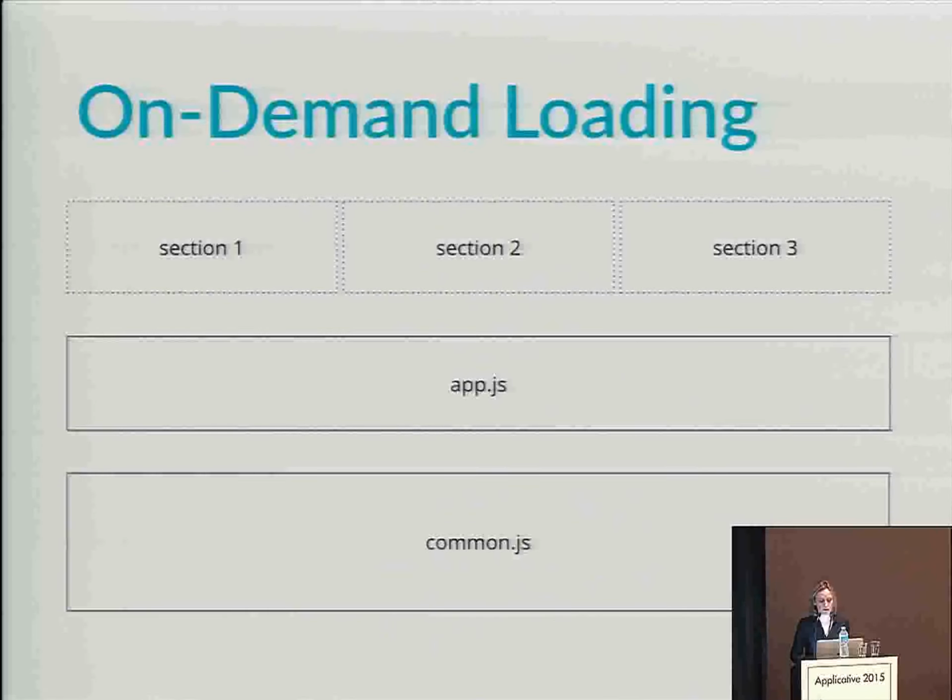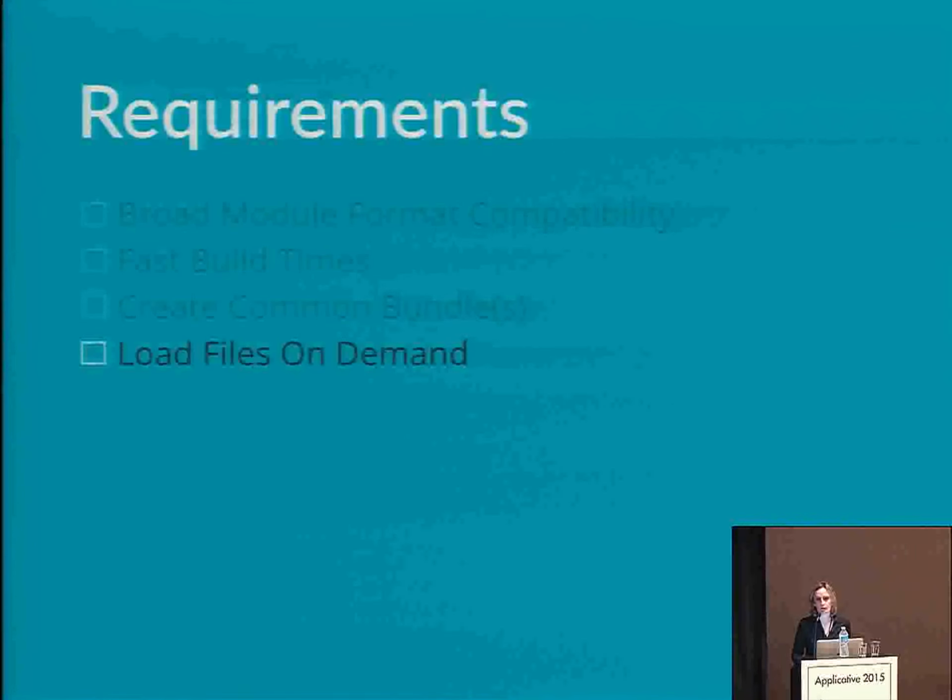It would be much better if we could load the files on demand. When your user actually goes to section 1, at this time and this time only, you're going to download the code necessary for that section. Same thing for this analytics section. You're only going to download a file with D3 when you are actually opening that section. New item: load files on demand.